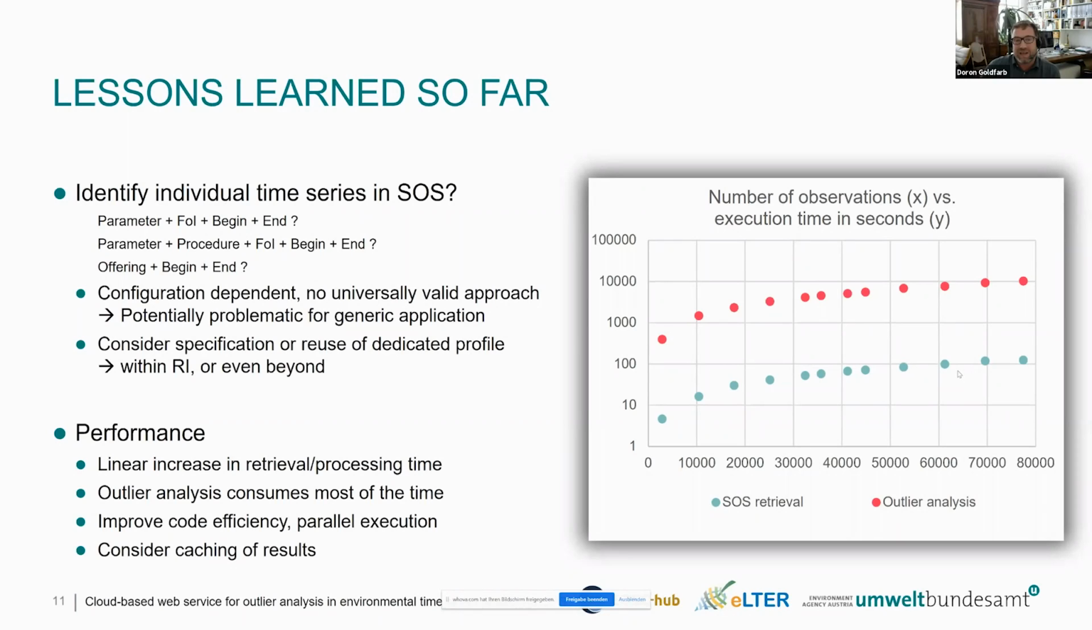In one case, it could be just the name of the parameter, the location, and begin and end time. In other cases, you would need additional procedure information because there might be different procedures applied at the same location, at the same point. And in other cases, such as the ELTER CDN, currently there is an individual offering for each time series. So this is, of course, configuration dependent. There is no universally valid approach, and this is potentially problematic for a generic application, because you would have to know what kind of information to provide in order to retrieve that data.